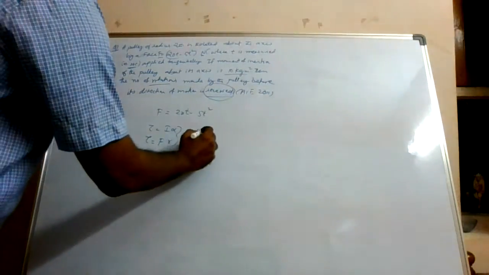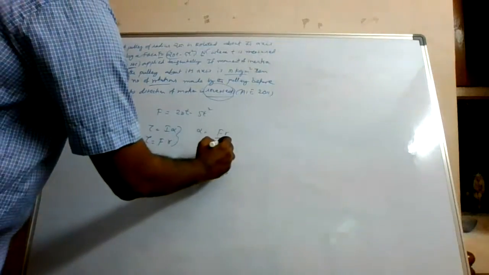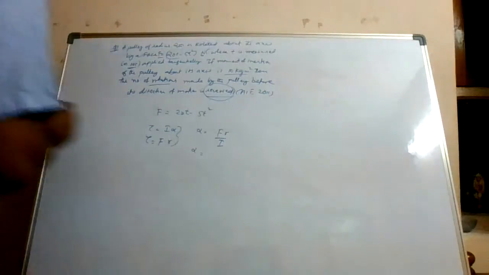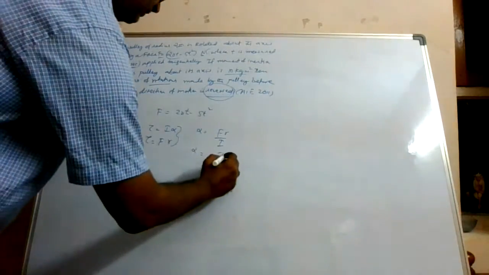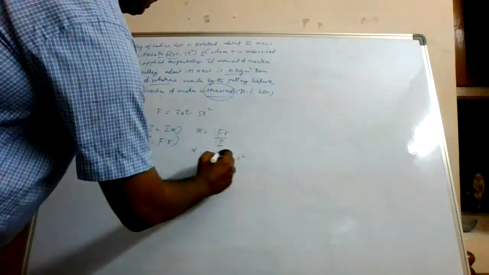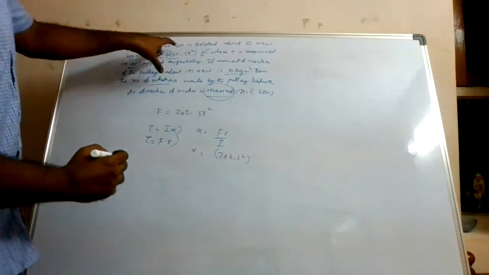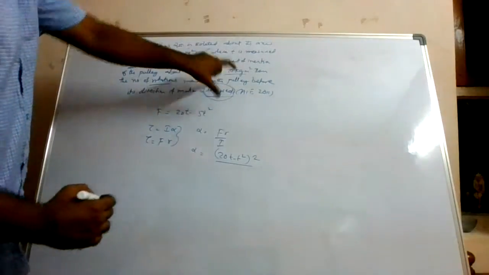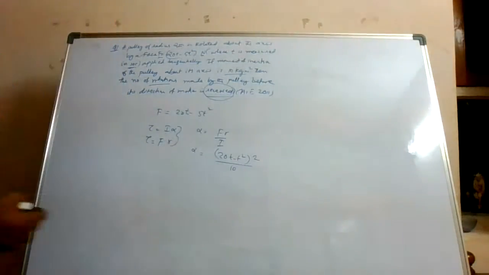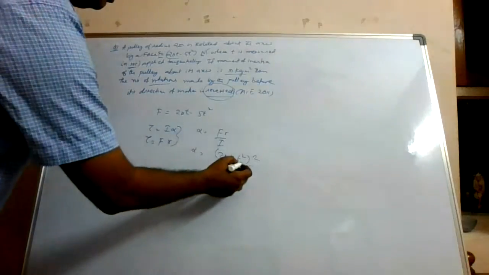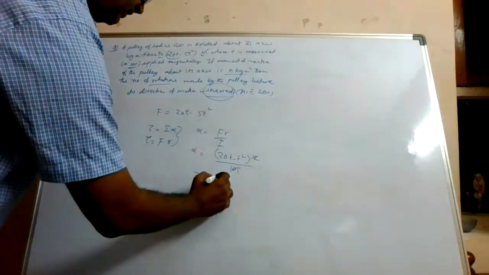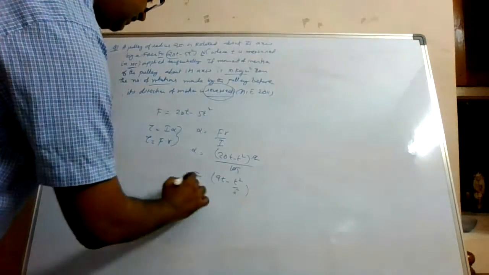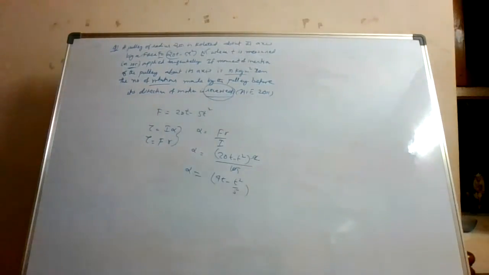So from here can I say alpha is equal to FR by I? Is it possible? It is possible. Alpha is equal to, what is F? F is 20t minus t square. What is radius? Radius is given as 2. So 2 divided by I value, which is given as 10. So alpha is equal to, this becomes 5. So it is (4t minus t square) by 5. This is the expression for alpha.